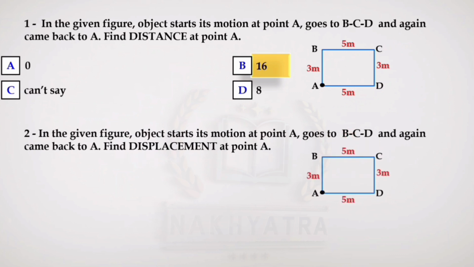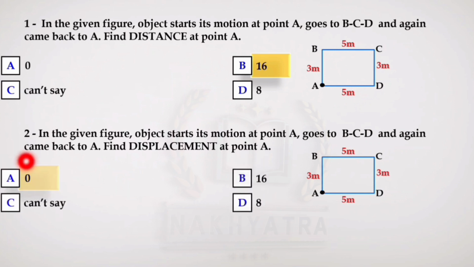See the second question. In a given figure, an object starts its motion at point A, goes to B, C, D, and again comes back to A. But here we have to find out the displacement at point A. So here options are given. It is 0. Right? I already explained you by giving the athlete example. You can go through it if you are not clear by now also.